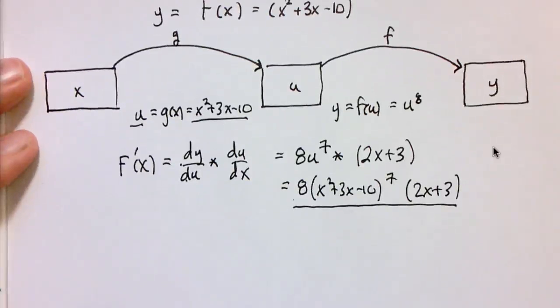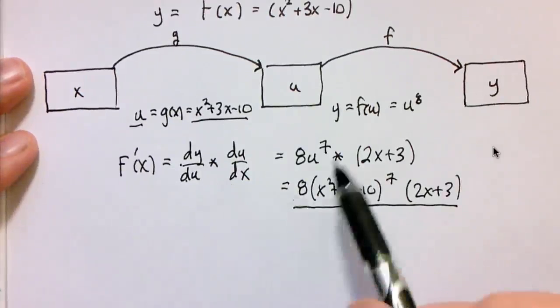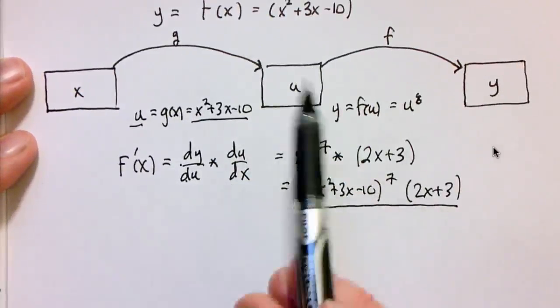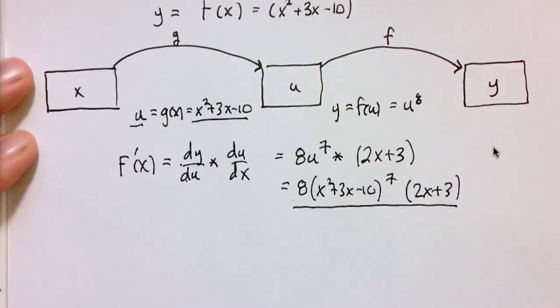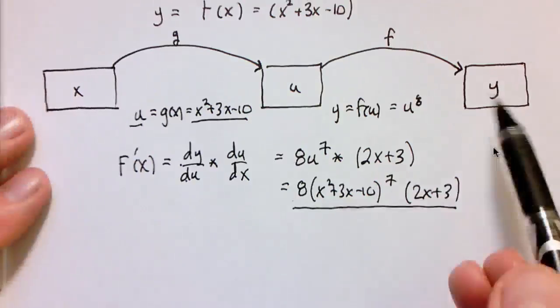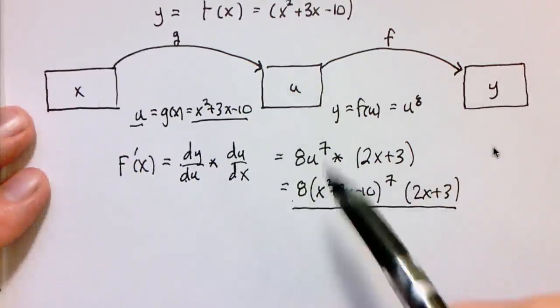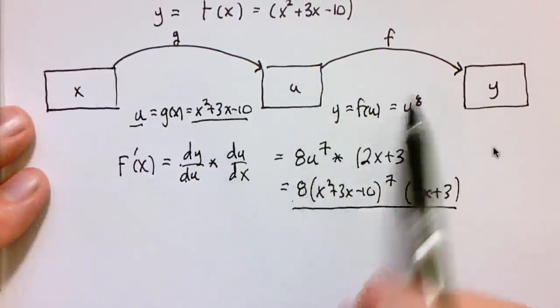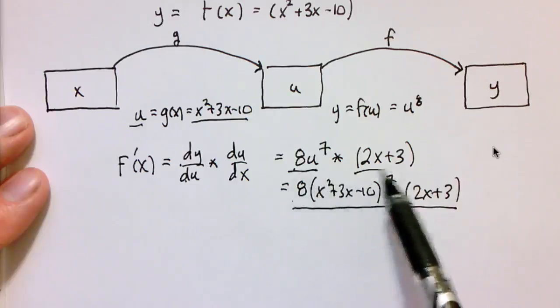We're going to come back to that in just a minute and see mechanically, or procedurally, how we can think of this to make it simpler. Okay, but that's the idea. The rate of change of y with respect to x is the product of the rates of change. The product of these two rates of change.